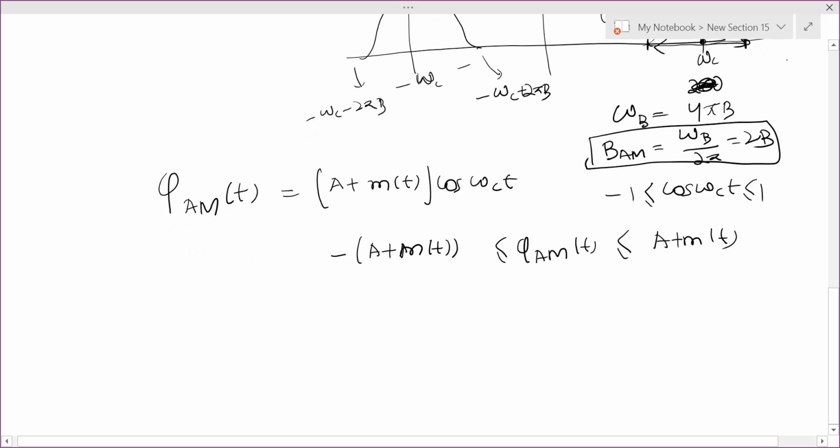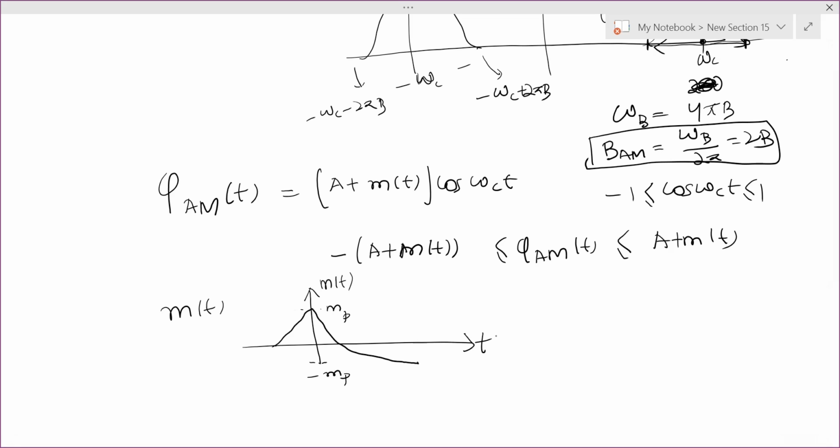And how to plot it? Now, as an example, suppose your message signal looks like something like this, with a maximum value of mp and a minimum value of minus mp. Okay, now let's see two cases.